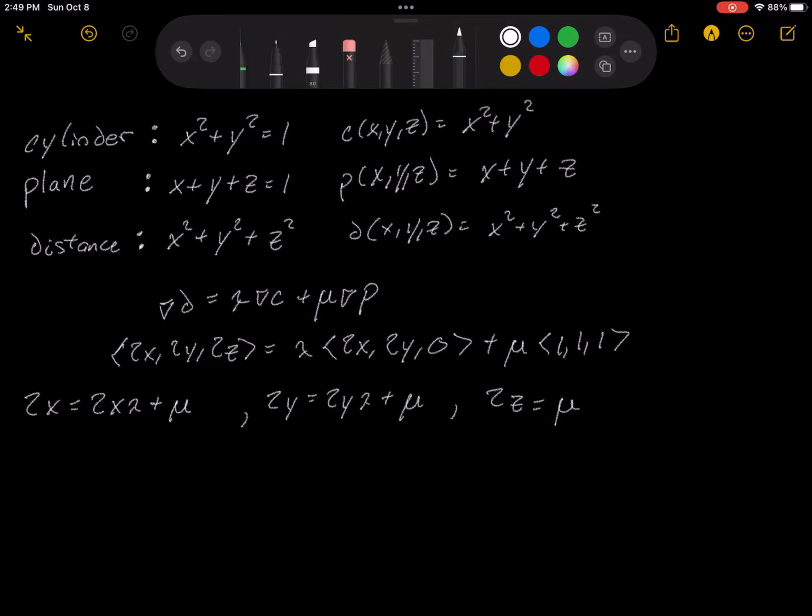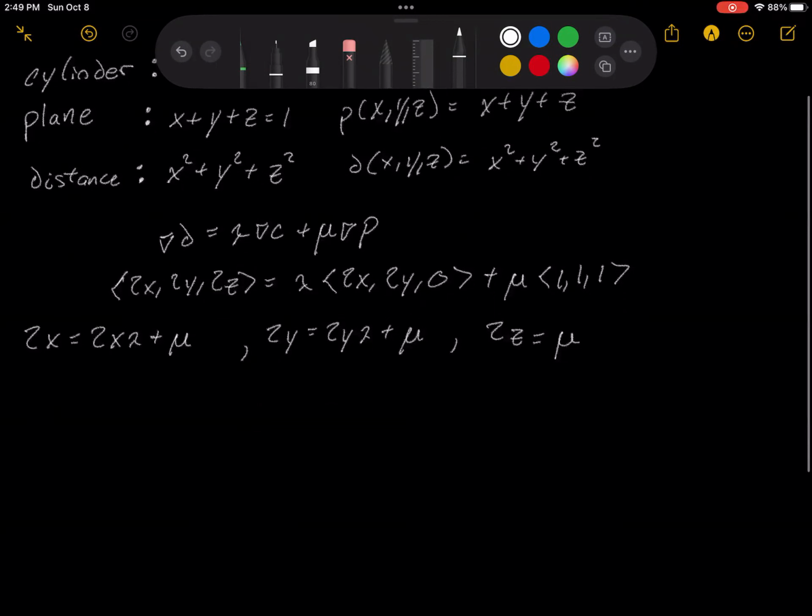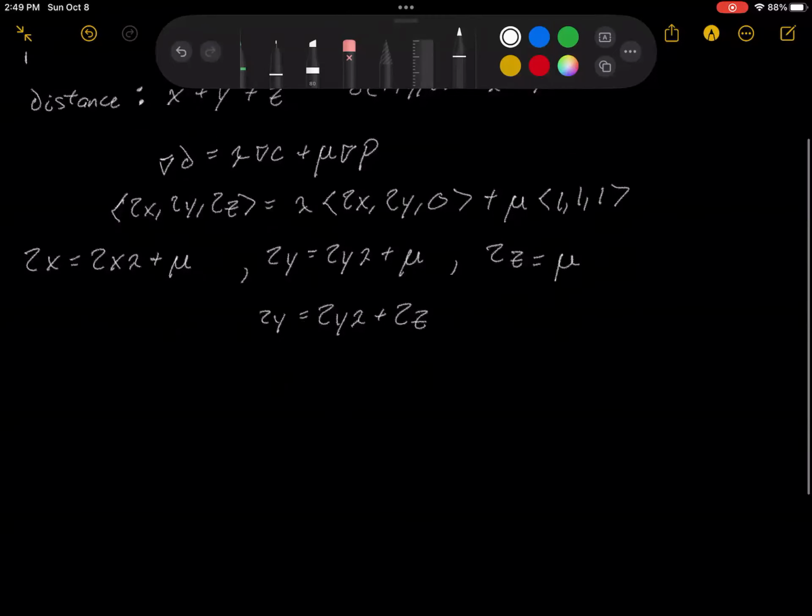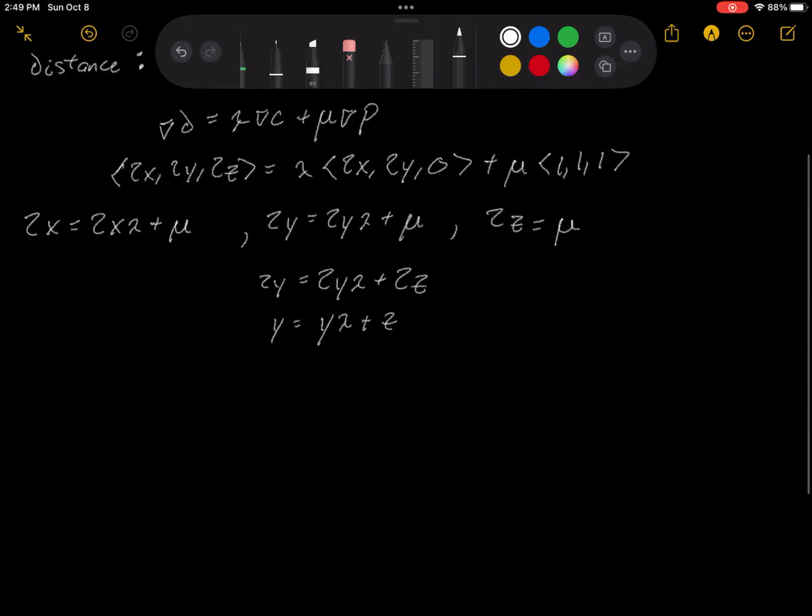All right, let's start with that third equation. It's already solved for mu, so let's replace mu into the second equation and find that 2y is equal to 2y lambda plus 2z. All right, everything has a 2 in it. Let's get rid of that. y is equal to y lambda plus z. And let's solve this for lambda. So lambda is going to be y minus z over y, or 1 minus z over y.